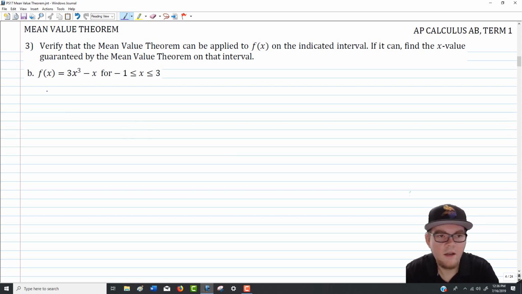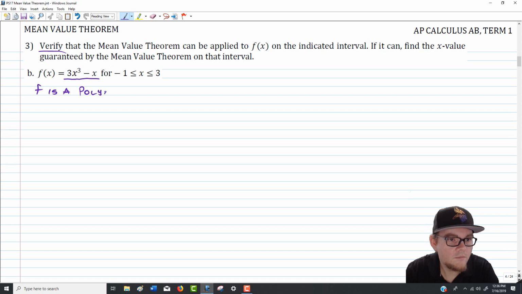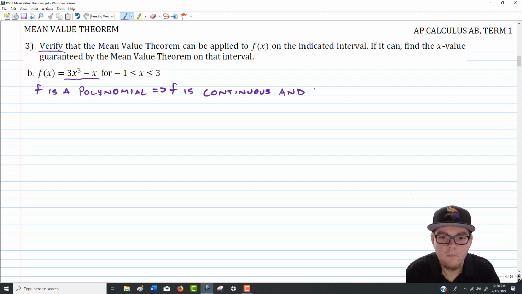Before we start anything else, that first request tells us that we need to verify the mean value theorem applies. In our case, we start by recognizing that our function in 3b is 3x cubed minus x. That means f is a polynomial, and that means, of course, that f is continuous and differentiable. The first qualification we had for a function was continuity and differentiability on that interval. Well, since f's a polynomial, it's continuous and differentiable everywhere. So good job us, we've got it. The mean value theorem applies in this case.